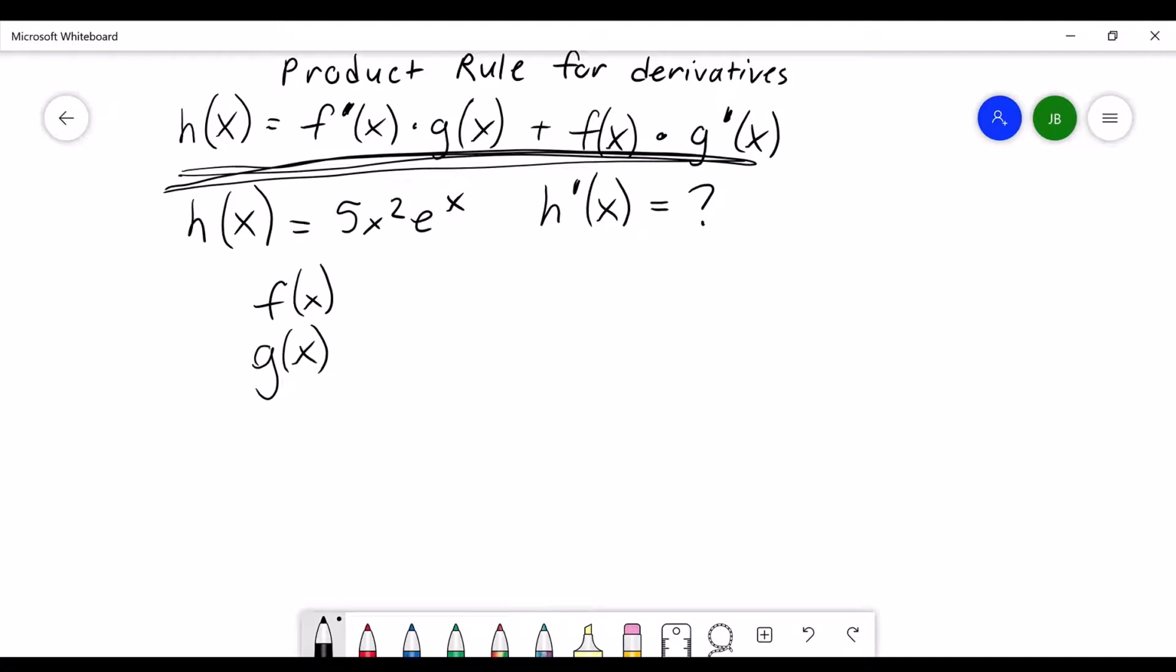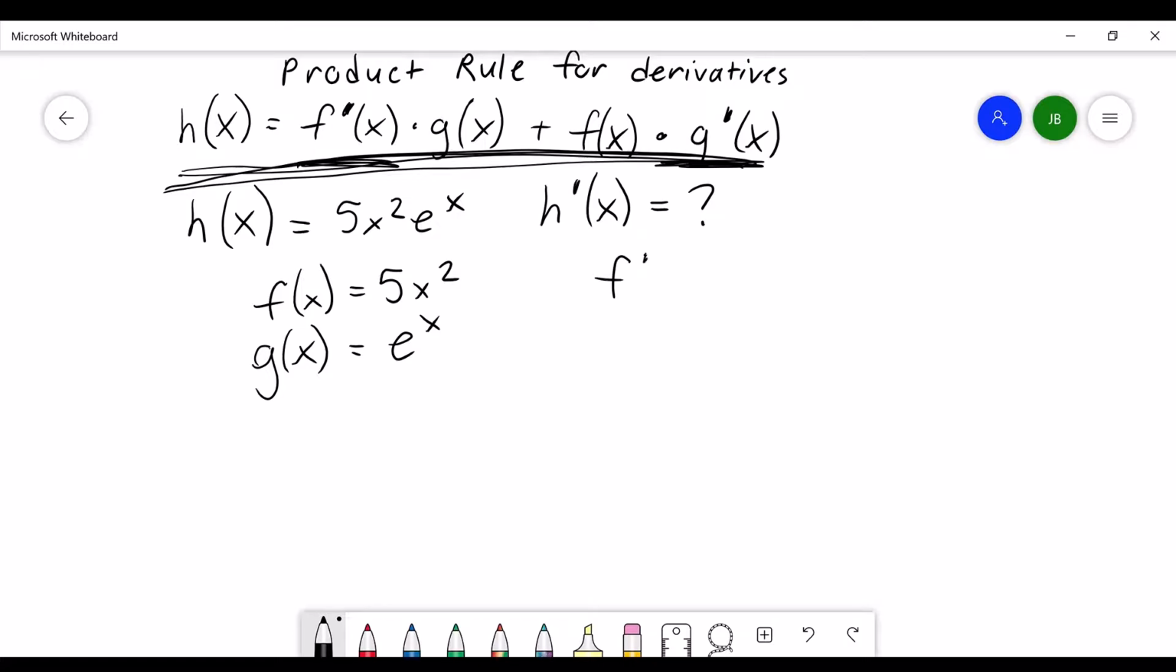Now, for the product rule, it does not matter what we choose for our f of x and g of x. I could make f of x be 5x squared or 5e to the x or e to the x. But I can't just choose the 5 for one of them. It has to be a term with x in it. For f of x, I'm going to say we have 5x squared, and g of x is e to the x. Now, as we can see in the equation, I'm going to need f prime of x and g prime of x too. So let's find those.